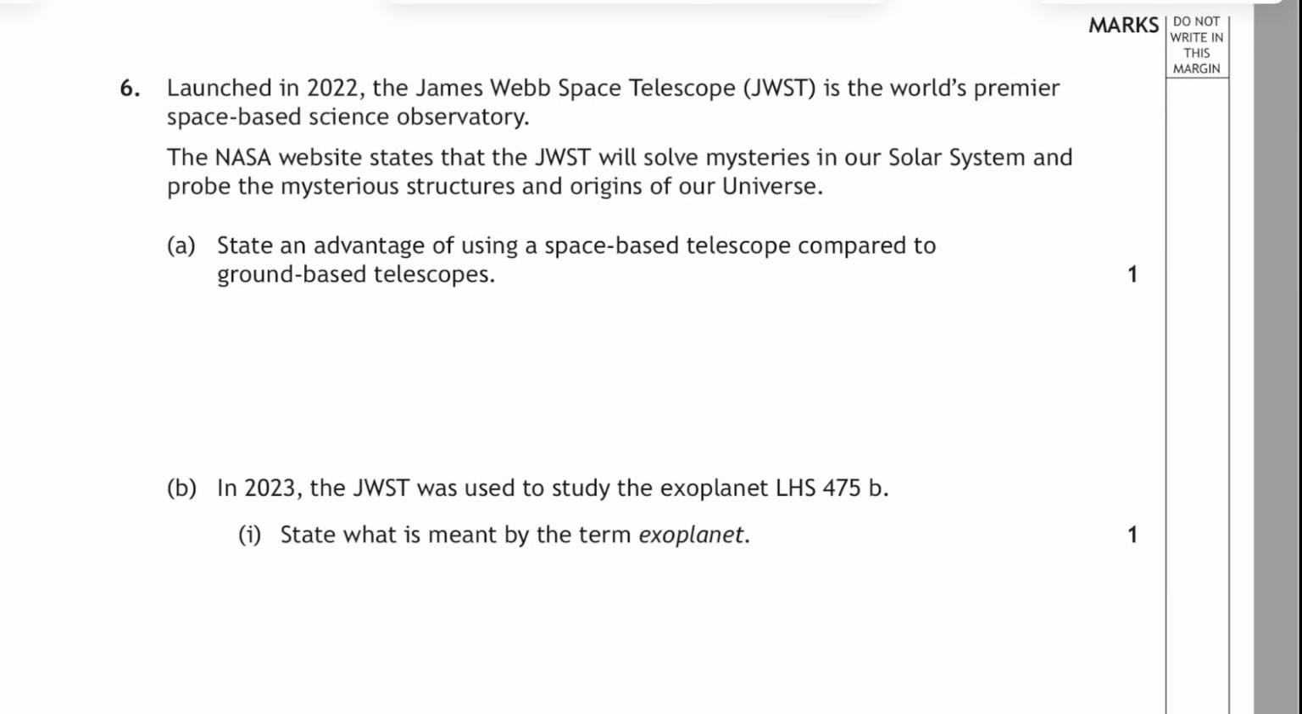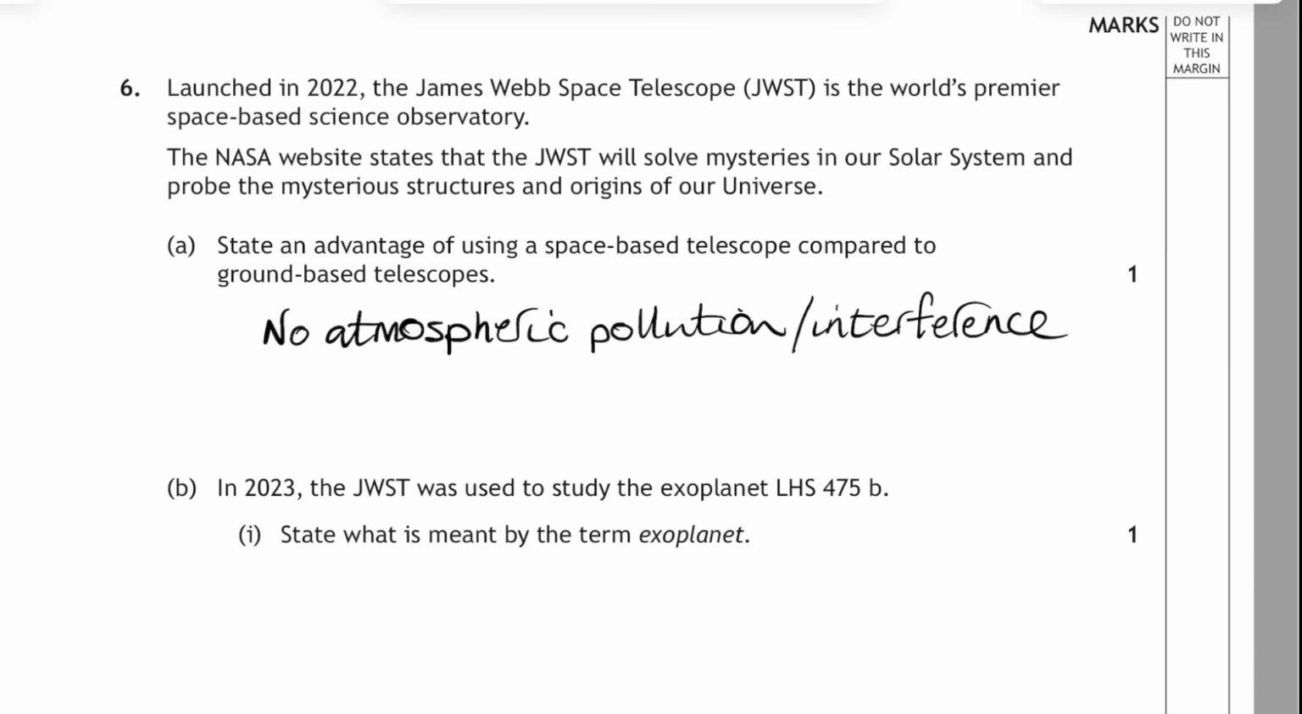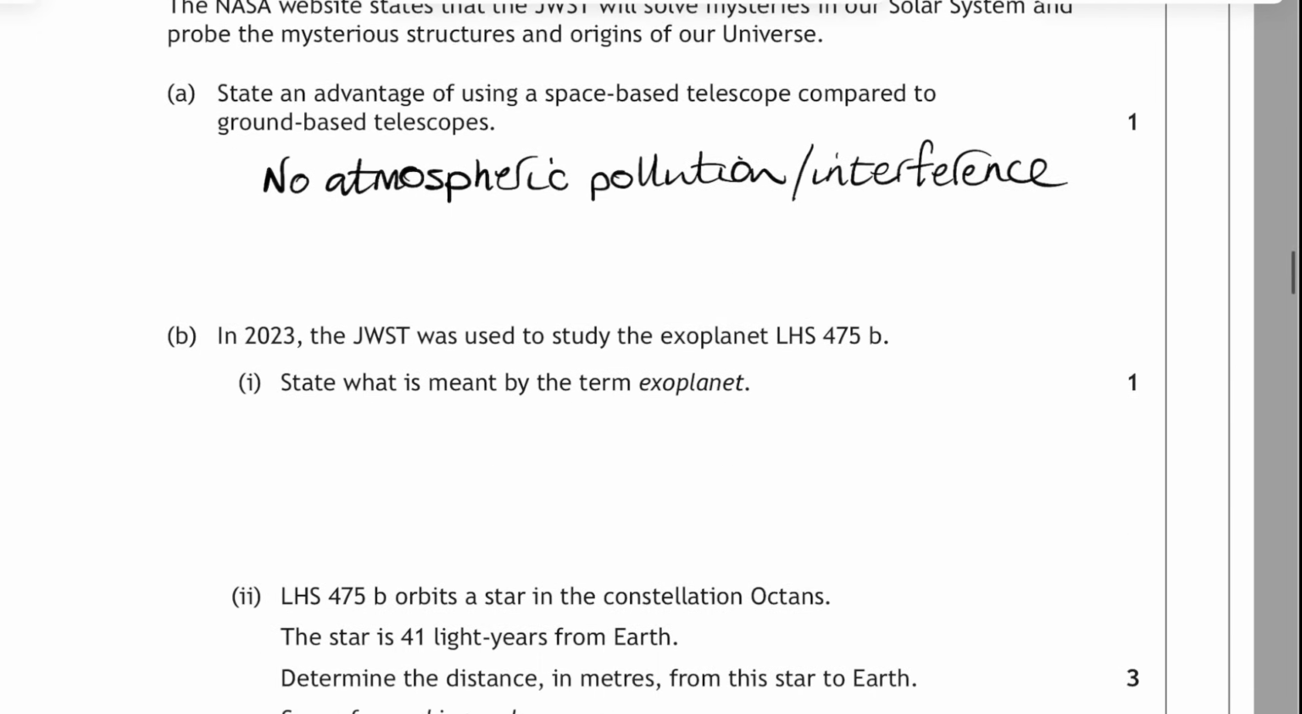Anyway, moving on. Question 6, still on space. Launched in 2022, the James Webb Space Telescope is the world's premier space-based science observatory. There's a lot of reading in these questions. Sometimes the trick is just to go to the question and see what you're asked. So part A says, state an advantage of using a space-based telescope compared to a ground-based telescope. Well, there'll be no atmospheric pollution or interference from anything on the ground, no light pollution.